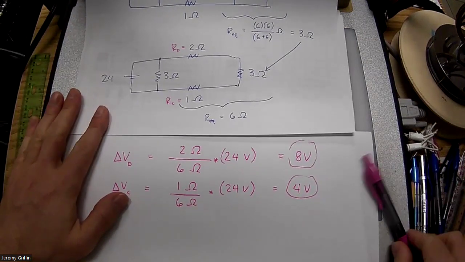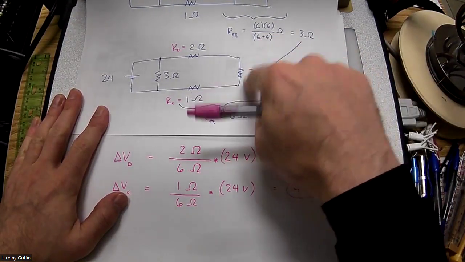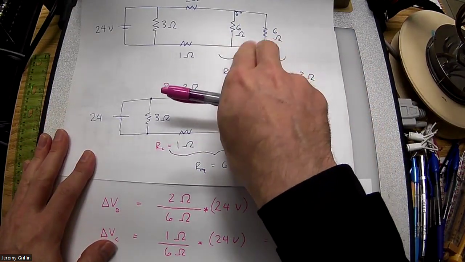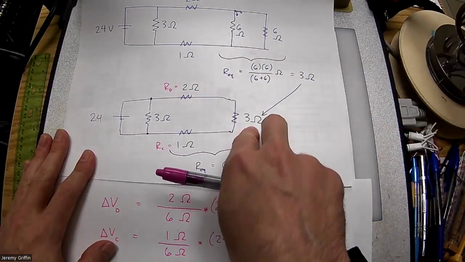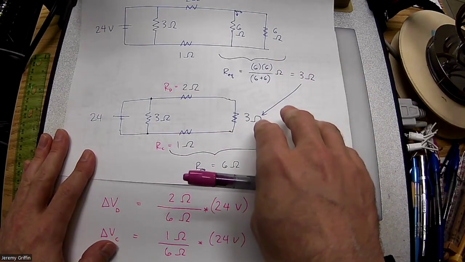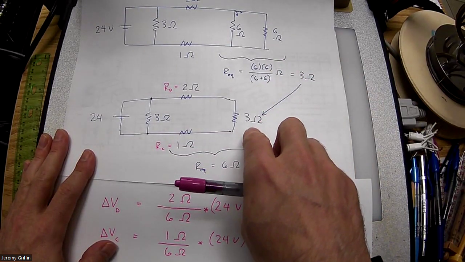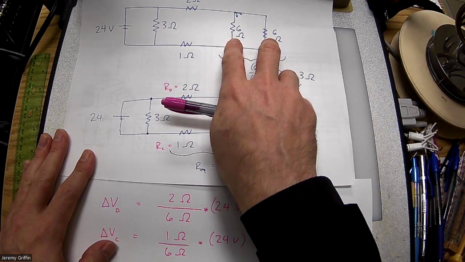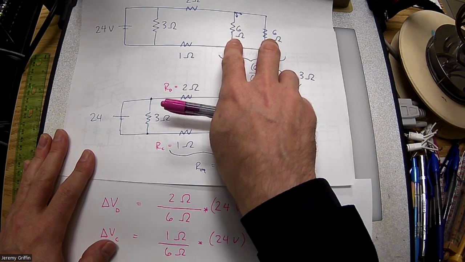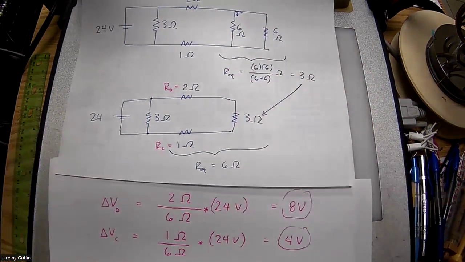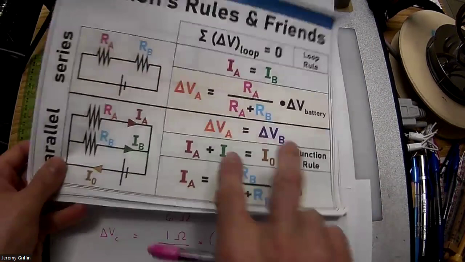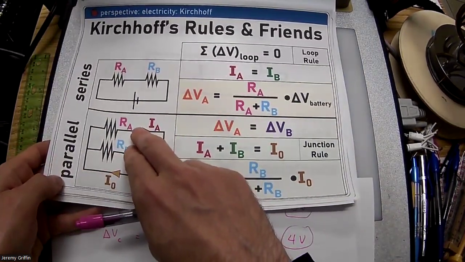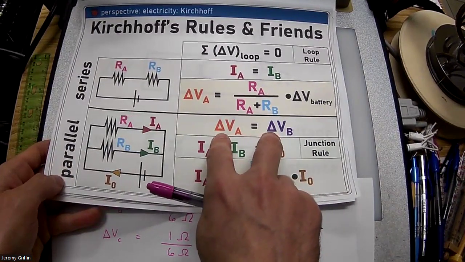And now this 3 ohms over here, remember that really represents A and B collectively. Remember, A and B are in parallel. So there is only one voltage drop. Any two resistors in parallel always have the same voltage drop, even if they're different resistances. That is this rule right here. For parallel resistors, it's the same voltage drop across both.